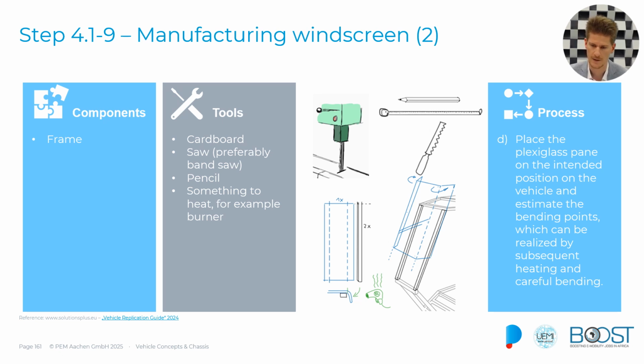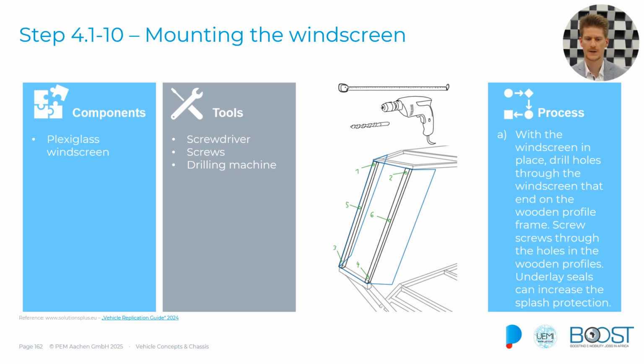Now, if we have the final contour, you can place a plexiglass pane on the intended position on the vehicle, and you can check the bending points. The bending of the material is rather easy. You can use heat, and then you can very carefully bend it around the edges of the frame. Then you have the right shape.